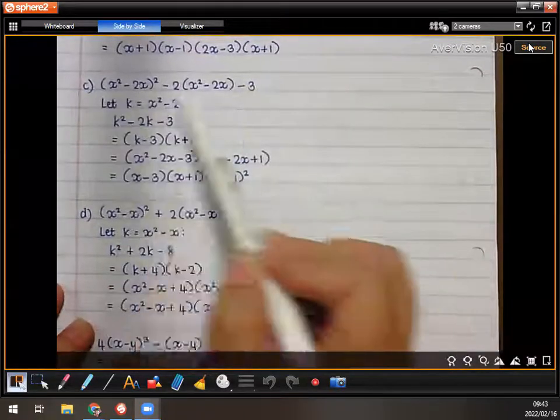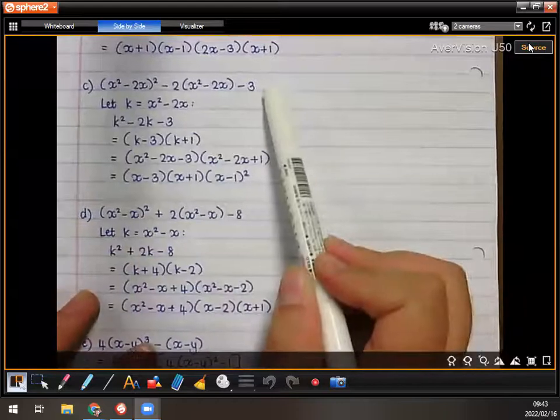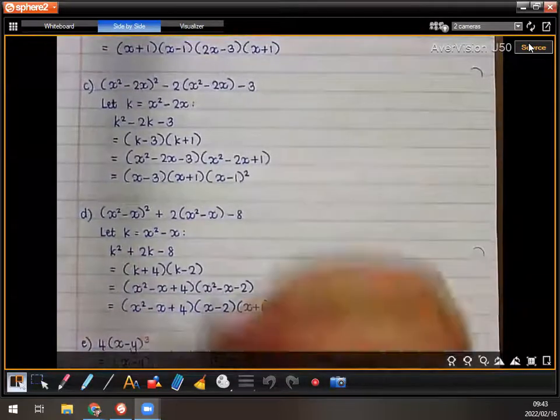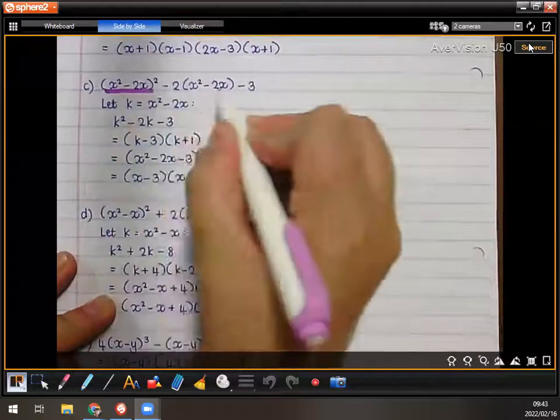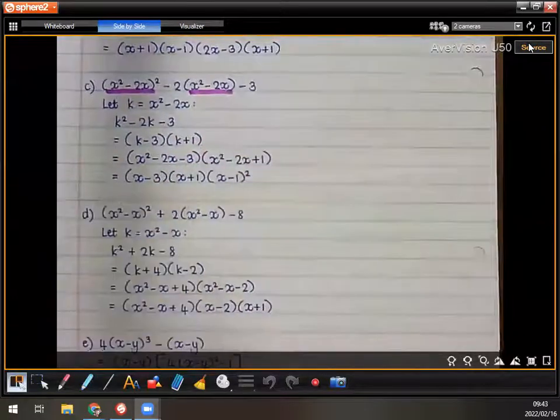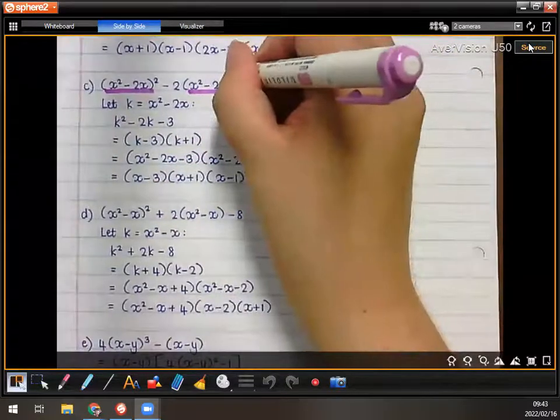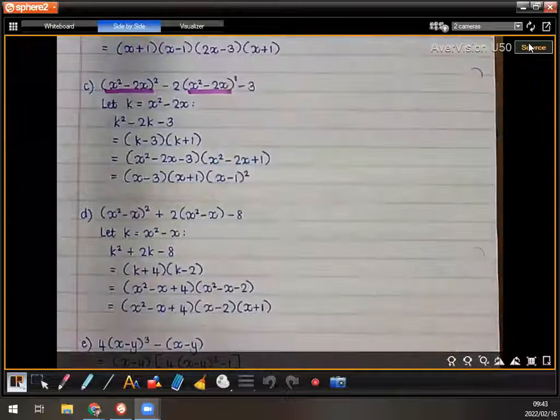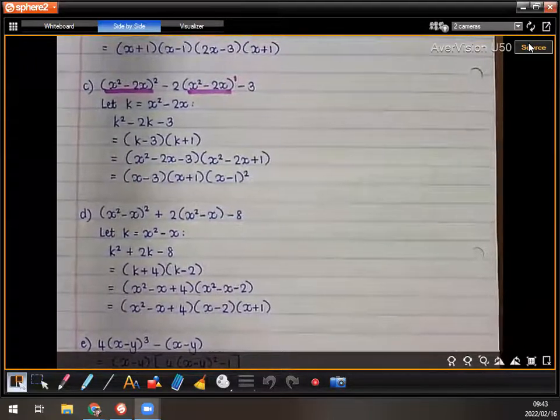This is actually a very complicated trinomial, because we have that bracket squared and then we have that same bracket to the power of 1, which is what happens in a trinomial. In a trinomial, you have a variable squared, and then a variable to the power of 1, and then you have a constant term. So to make it easier for you, you can introduce any variable.